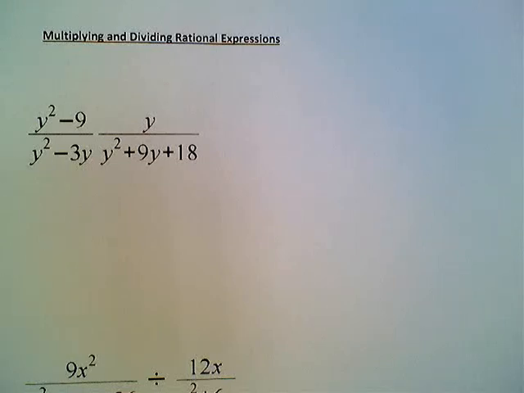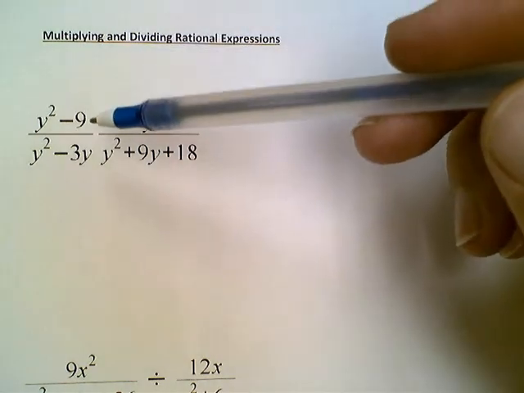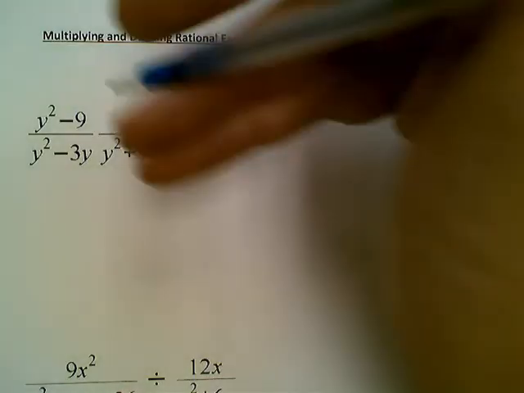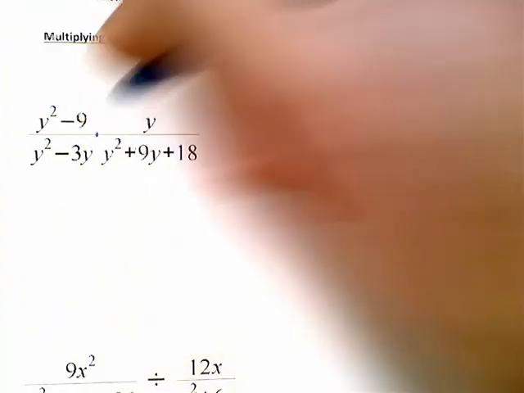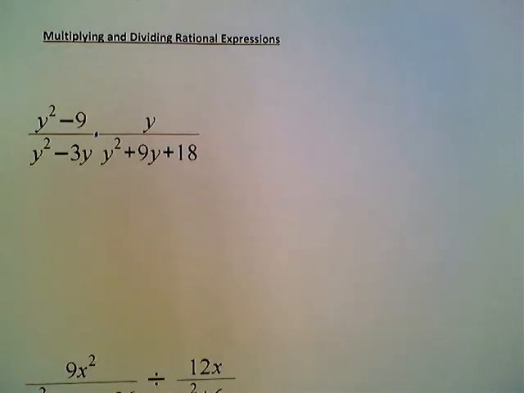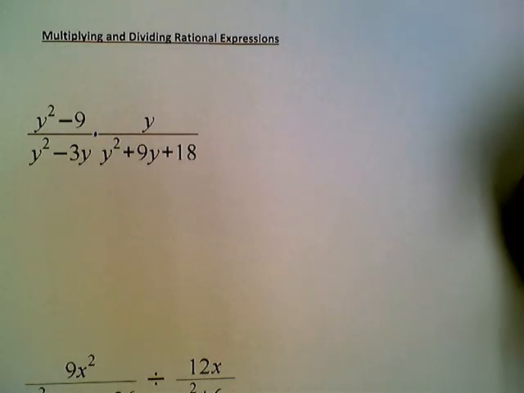Okay, in this video we're still working with rational expressions, but now we're going to multiply and divide them. So here I've got (y squared minus 9) over (y squared minus 3y), times the fraction y over (y squared plus 9y plus 18).